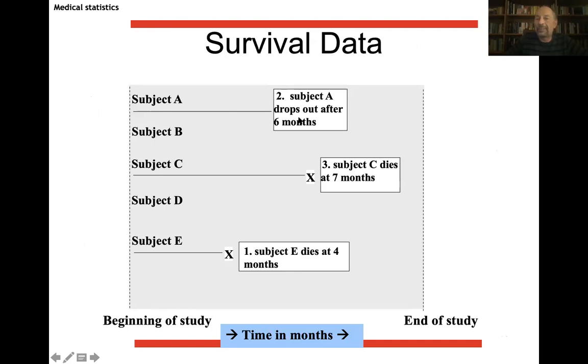Subject A drops out after 6 months. Subject C dies at 7 months. I mean, maybe vaccine is not a good example. Let's say that we are talking about a drug for cancer therapy, so that it is possible that this subject dies. And here, subject E dies at 4 months.